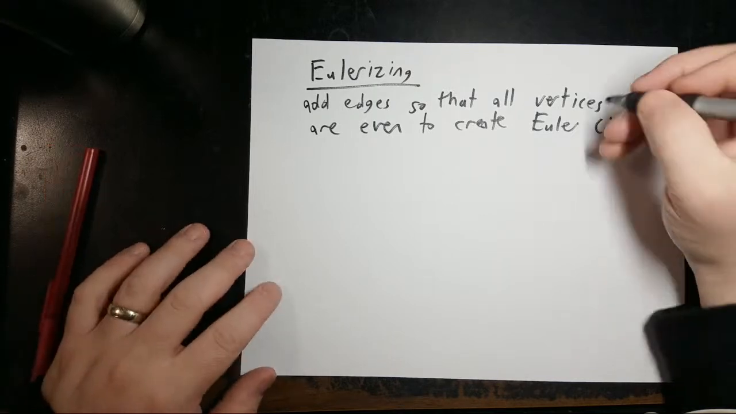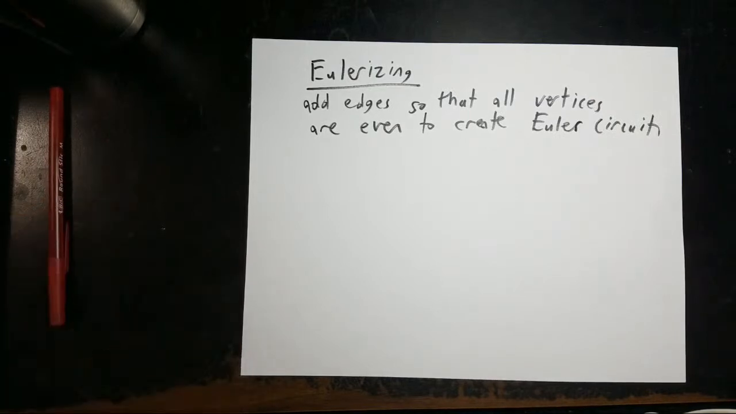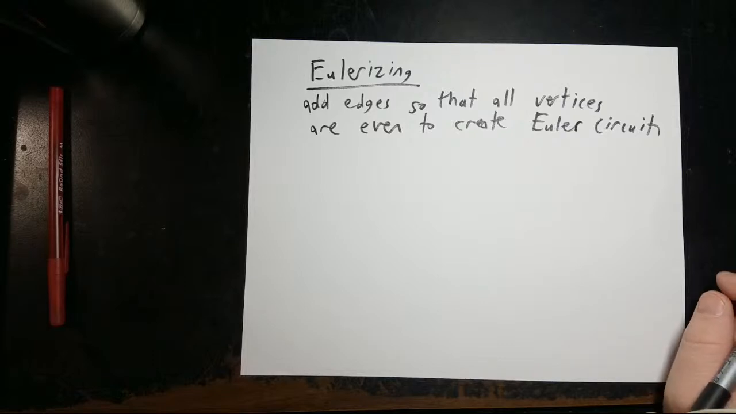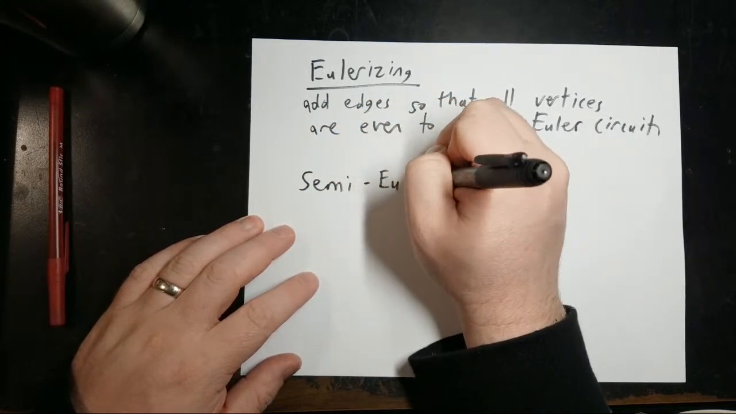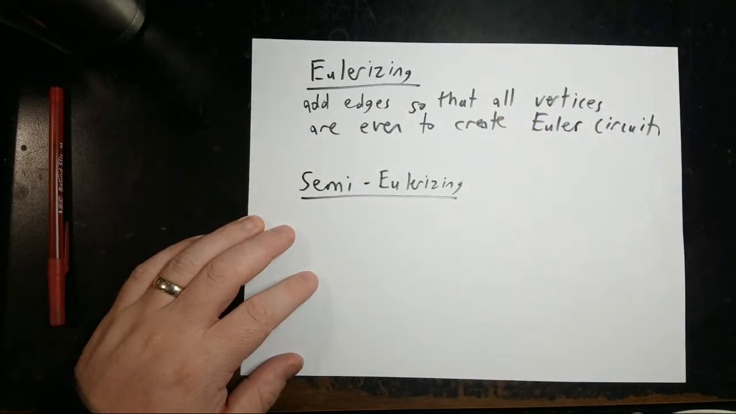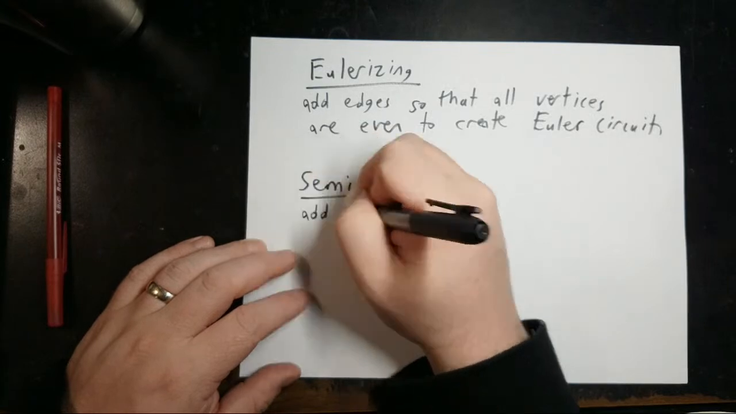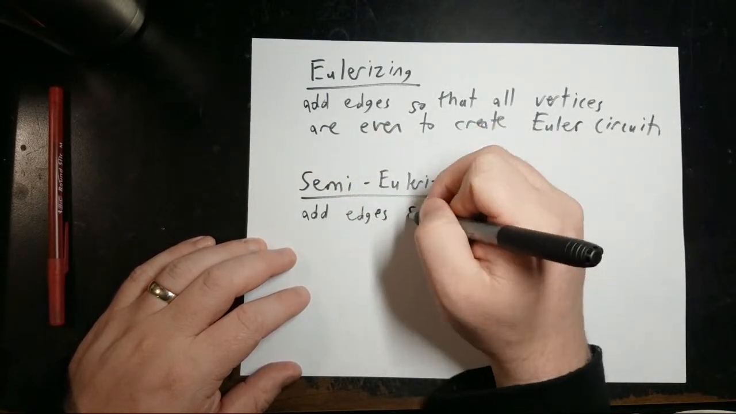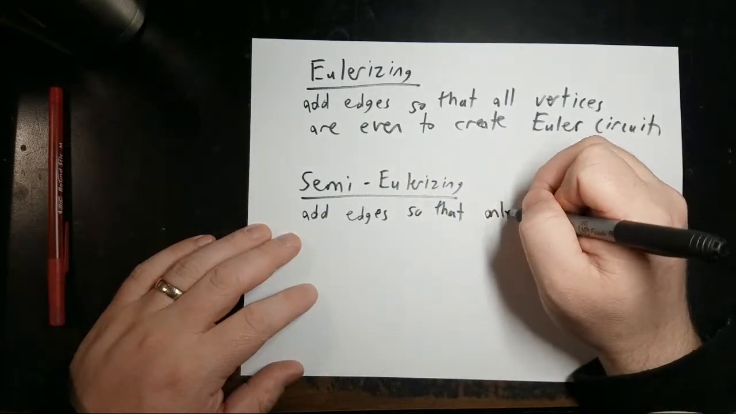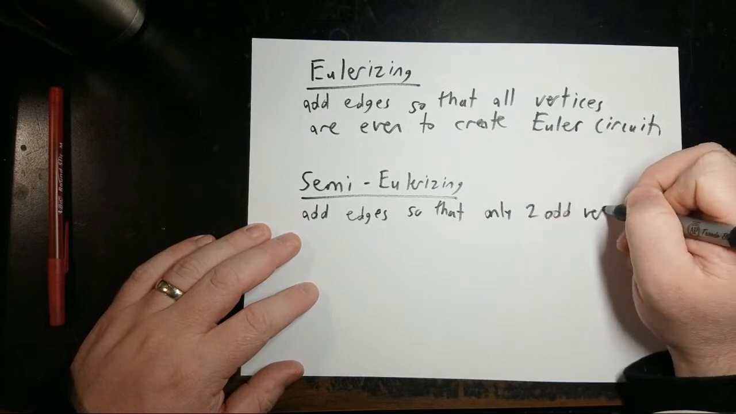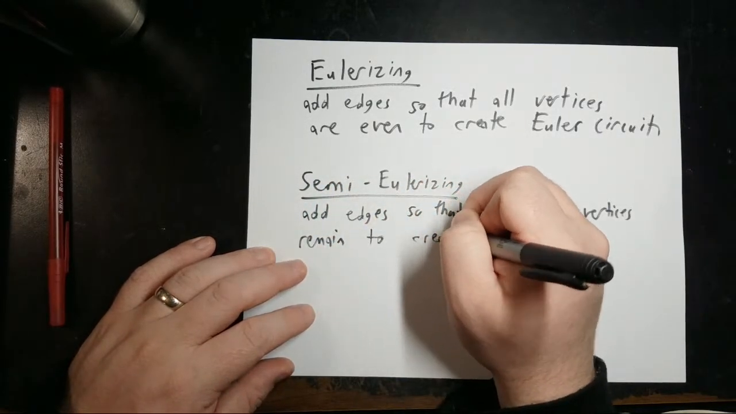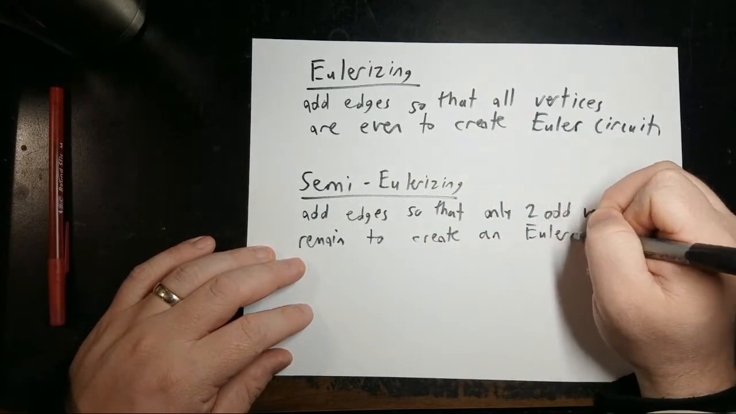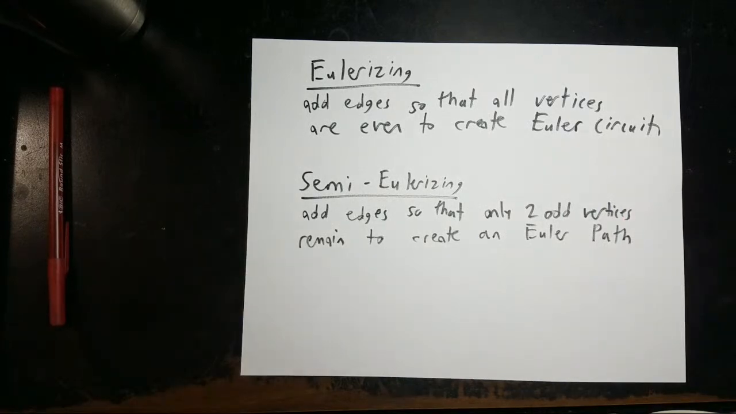Phenomenal. Now, there is, again, an optimization that you could potentially do. Technically, if you have to add edges, you want to add the least number possible. If you can help it, that's fine. But then there is something called semi-Eulerizing. It's very similar, where you would add edges so that only two odd vertices remain. And once you have two odd vertices, you are basically creating an Euler path. It's called semi-Eulerizing. It's a weird process. But this is what people do.